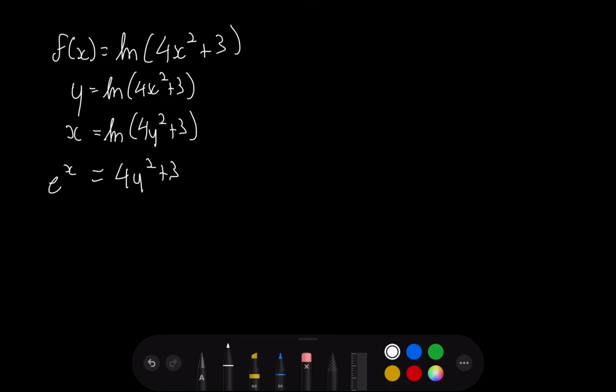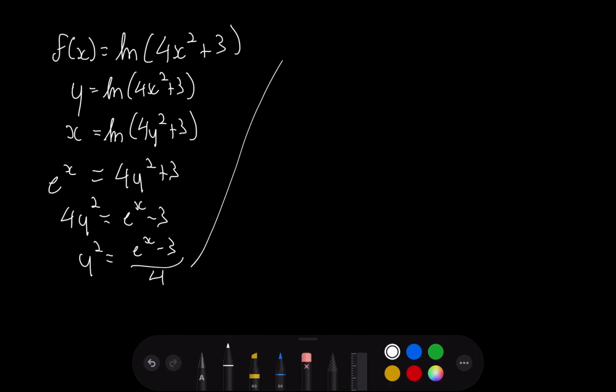Okay, so then next we want to have the term with y by itself. So that would be 4y squared is equal to e to the power of x minus 3. And next we will divide all of this by 4 to just be left with y squared. So e to the power of x minus 3 divided by 4. And then we simply square root it.